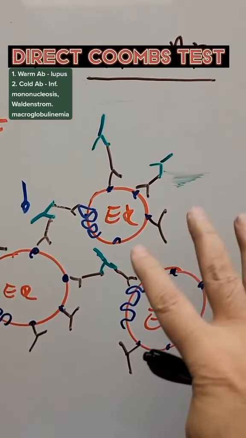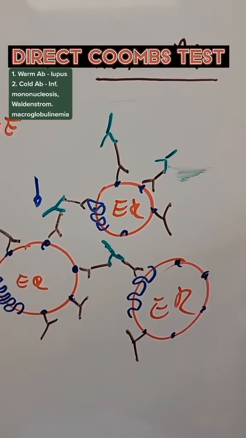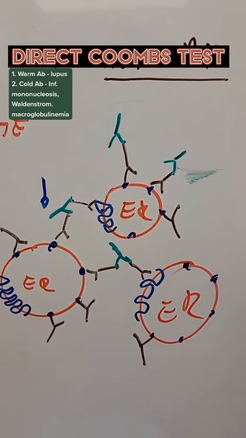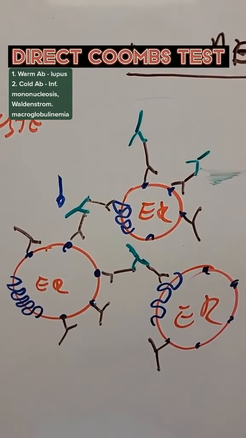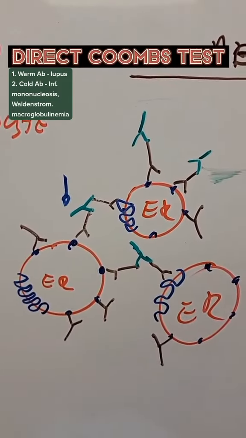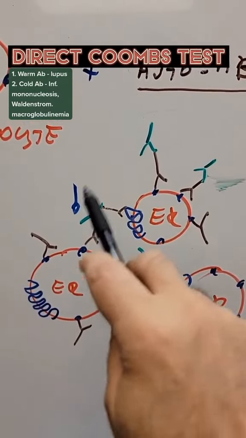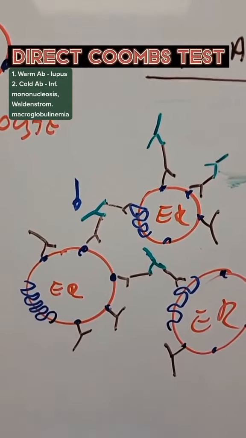Now, if that agglutination happens at a low temperature, okay, then we are calling this cold agglutinin, and if it requires a higher temperature, we call it a warm agglutinin. Okay, so this is the principle of direct Coombs test.